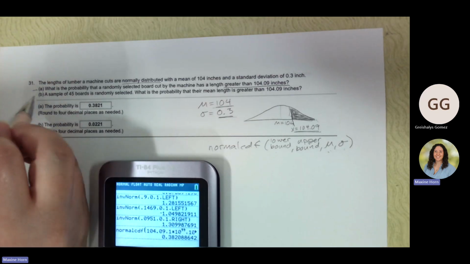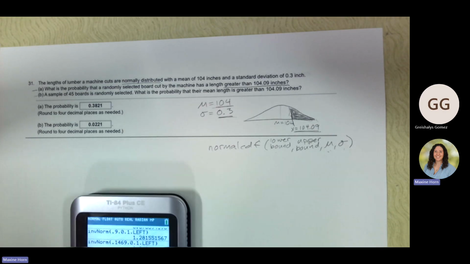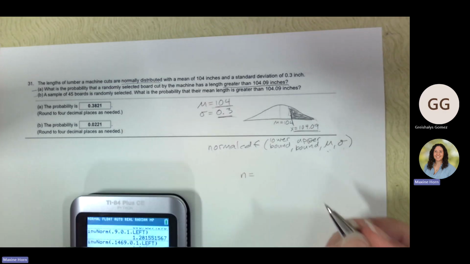All right, what is it asking us for in B? A sample of 45 boards is randomly selected. Okay, so now we're getting into some different things here, right? Now we have an N. We've got a sample inside of this population.